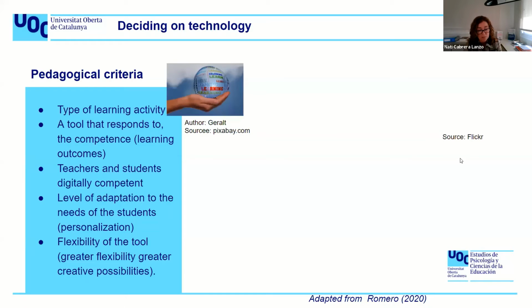The first thing, as we have been saying through the presentation, is to take into account the pedagogical criteria, which have to do with the type of learning activity, a tool that responds to the competence learning outcomes we want to achieve. Teachers and students must be digitally competent, at least at the basic level. We have to check the adaptability of the tool to different needs, specifically the needs of the students, personalization, and also check the flexibility of the tool, greater flexibility, greater creative possibilities, both for teachers and students.